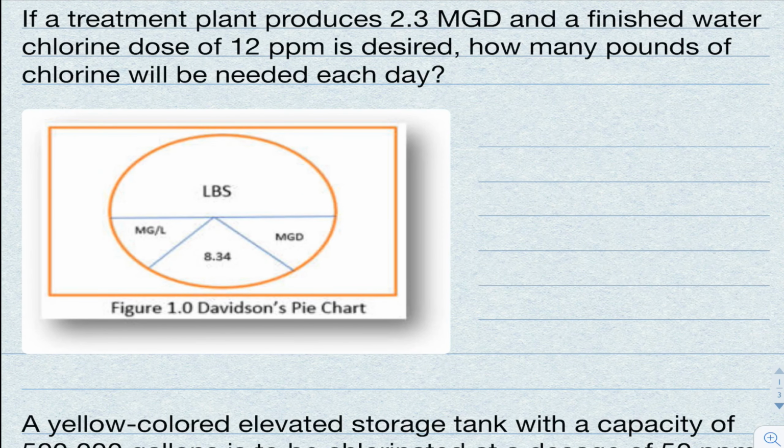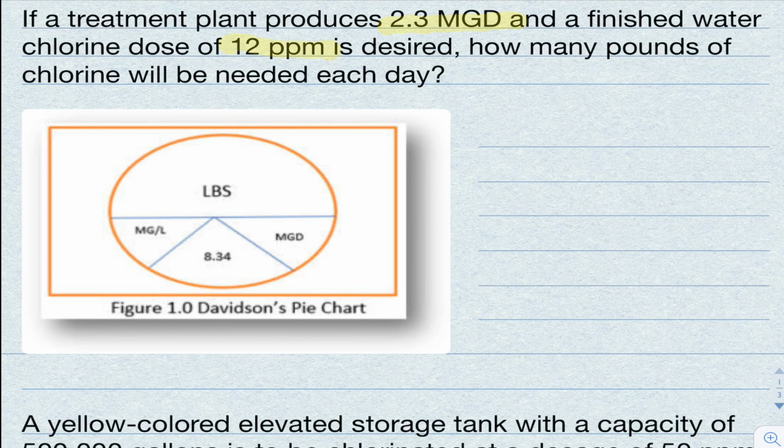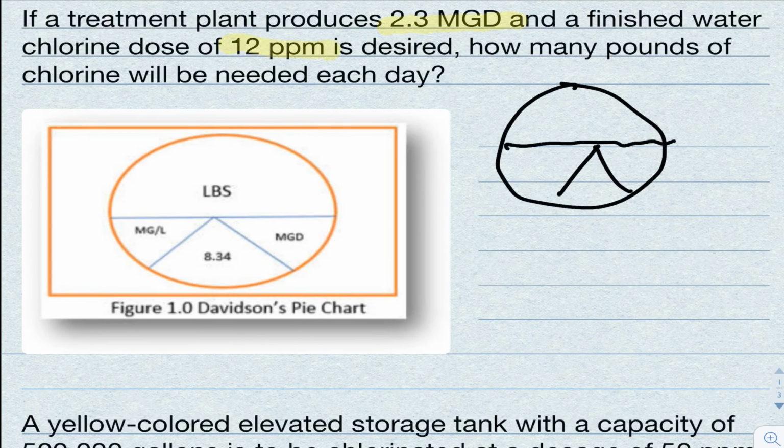If a treatment plant produces 2.3 mgd and the finished water chlorine dose of 12 ppm is desired, how many pounds of chlorine will be needed each day? Okay. Let's look at the numbers they gave us, 2.3 mgd and 12 ppm. Now let's make our pie chart. We know 8.34 is always going to be right there.